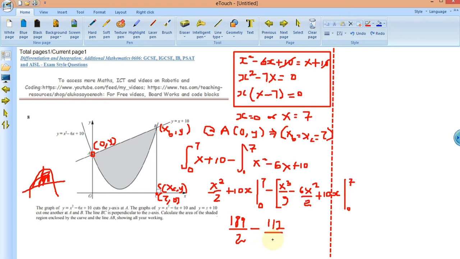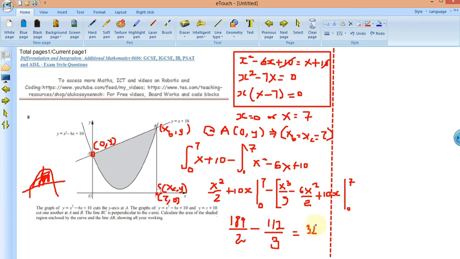So guys, I'll just use my calculator to complete this one now. The final answer, and that will give us the area: 189 over 2 minus 112 over 3 equals 343 over 6, an improper fraction.